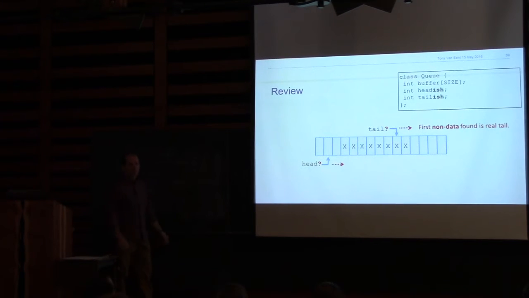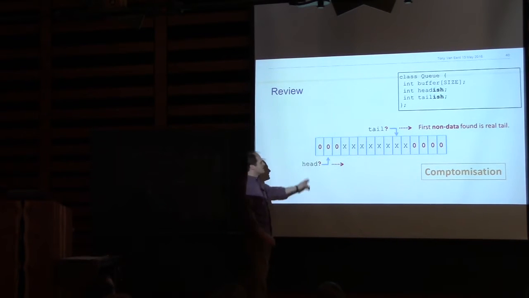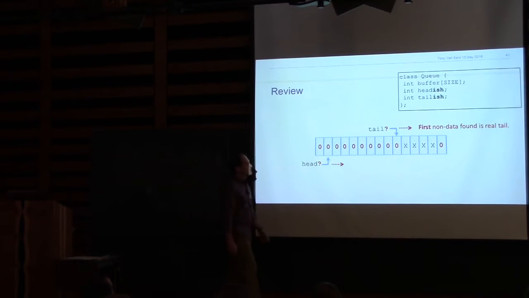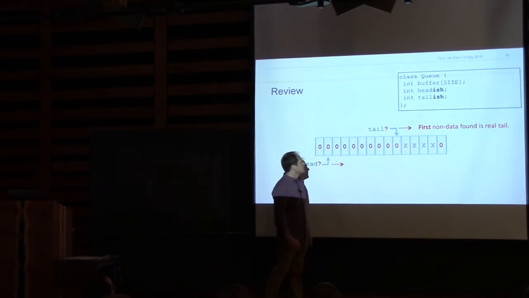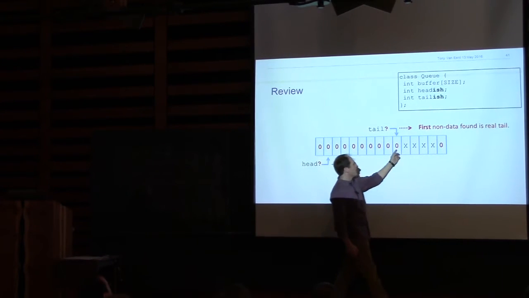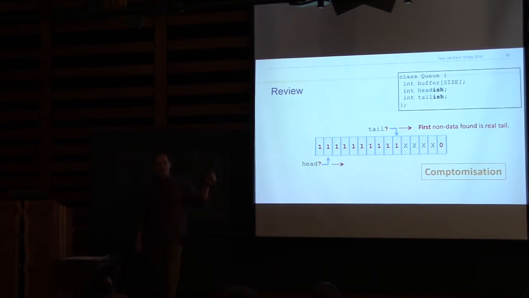How do you know what's data and what's non-data? Well, let's make a "comptimization" and say that zero is non-data. That's simple. It's like integers: any integer you want to put in the queue except for zero. But then we have this problem as the queue moves along, and now tail is looking for non-data, but it's really looking for this non-data, not that non-data. So we'll have to make another "comptimization" and say, well, you can't have one either, right?